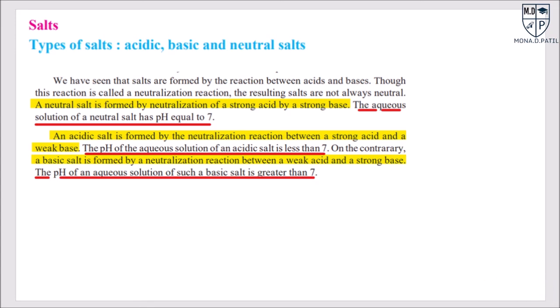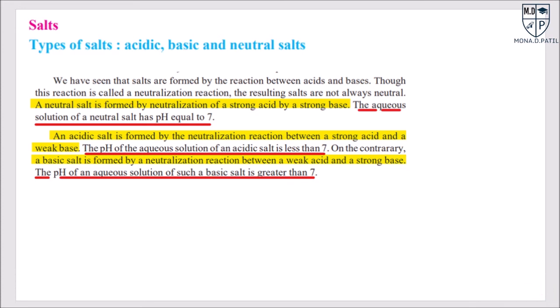Though this reaction is called neutralization reaction, the resulting salts are not always neutral. A neutral salt is formed by neutralization of strong acid by strong base. The aqueous solution of neutral salt has pH equal to 7.